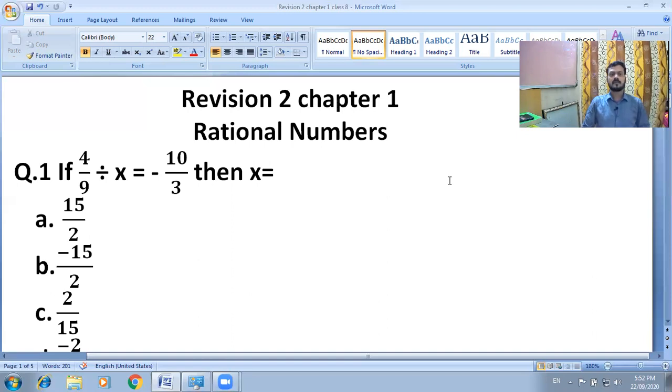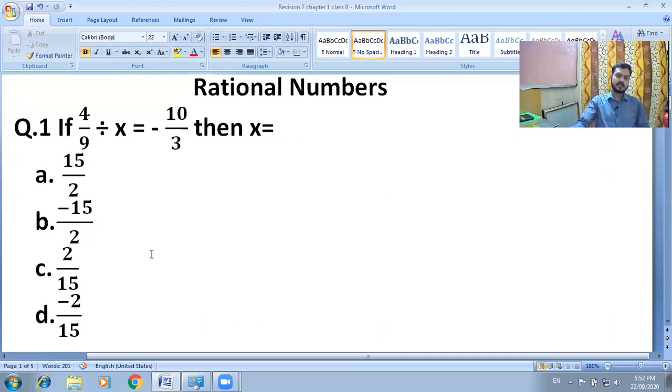Further, question first: if 4 by 9 is divided by x, what is the value of x? To solve this given equation, you can get options A, B, C and D. You can decide which option is correct.